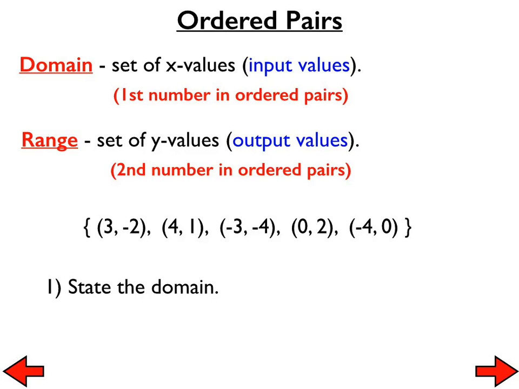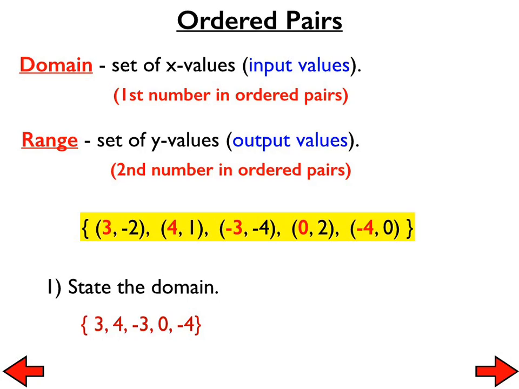All right, the domain are the x values, or the x numbers, or the first numbers in any ordered pair. And that would be 3, 4, -3, 0, and -4. In other words, it's all the numbers that are in red right there, all of the first numbers in the ordered pairs.